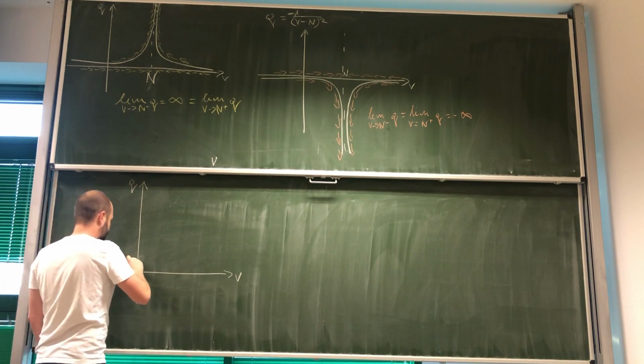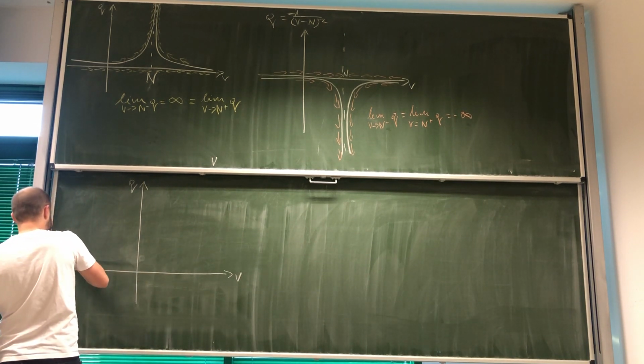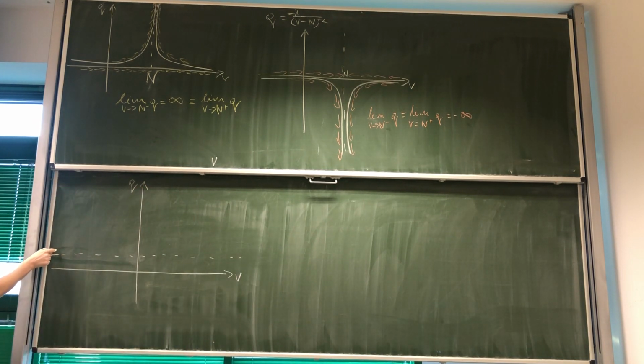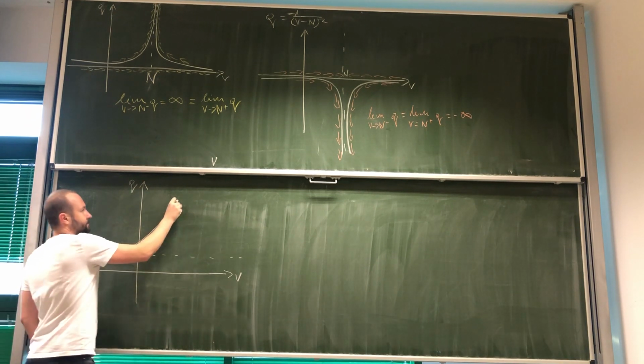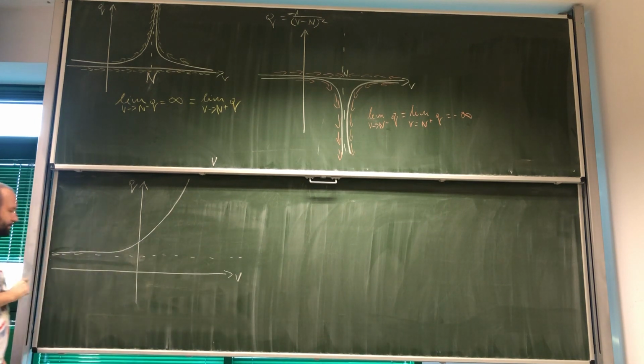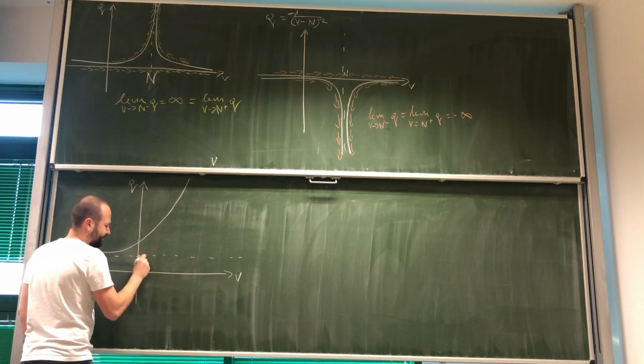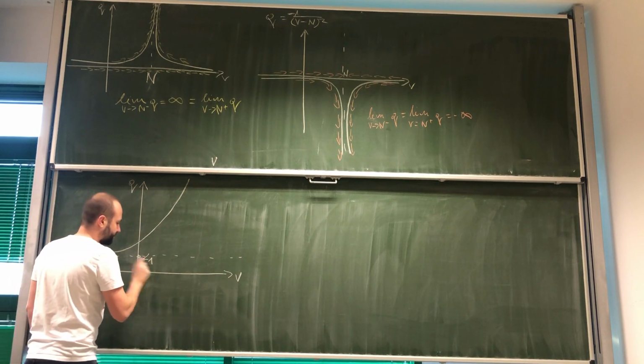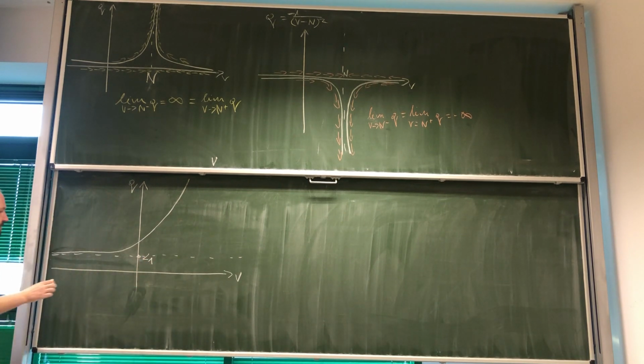Okay, let me draw an asymptote, maybe a little bit higher. And let's just say that this function looks like this. Okay, and let's just say that we know what this asymptote is. It is equal to some L1. Okay, now, have we seen a function like this before? Well, we see this is an exponential function.